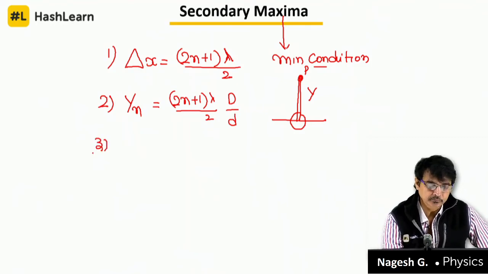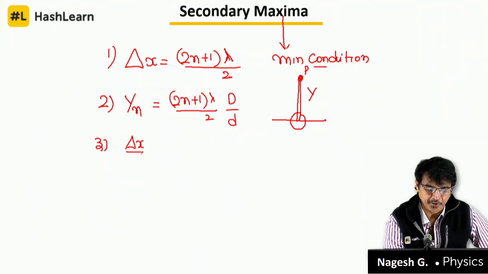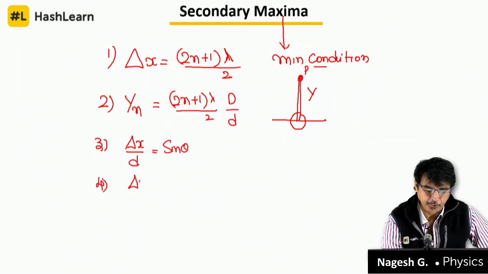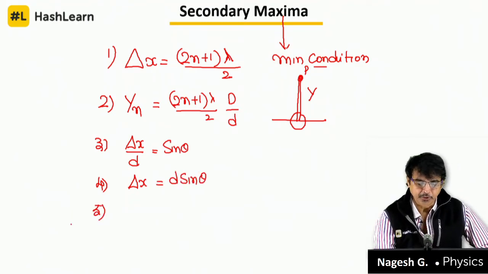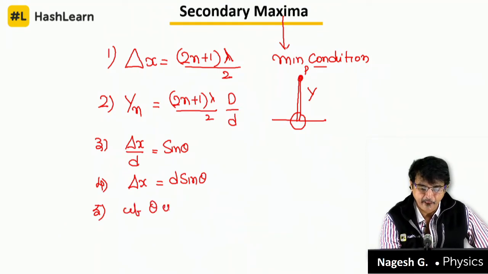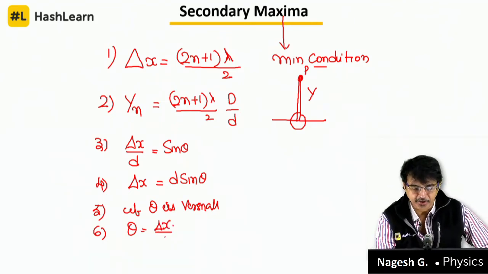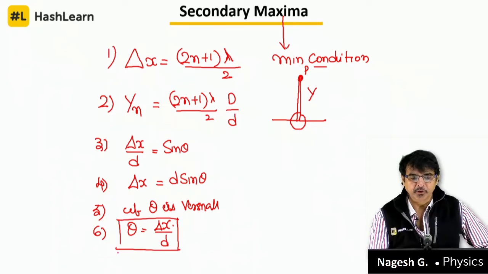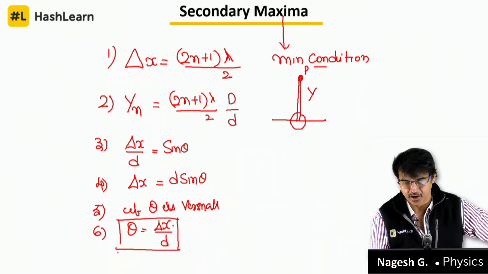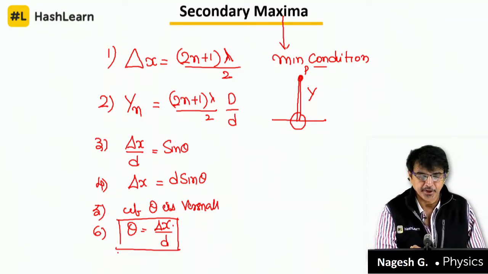And we know that delta x by small d is equal to sin theta. So delta x is equal to d sin theta. If theta is very small, then we can write sin theta as theta, and therefore theta is equal to delta x by d. These are the valid equations related to the secondary maxima. Any doubt, a brief recap.